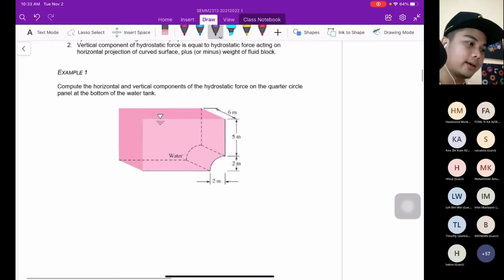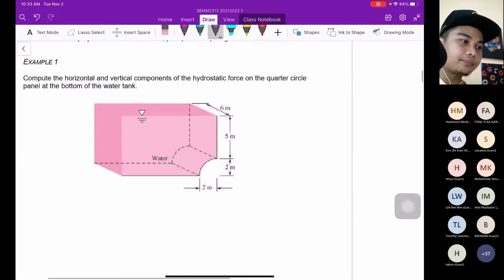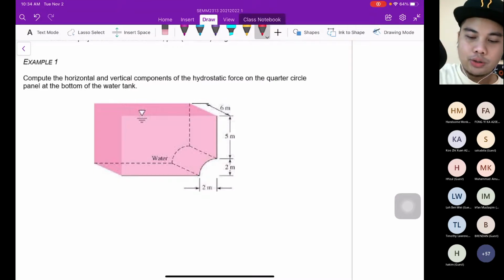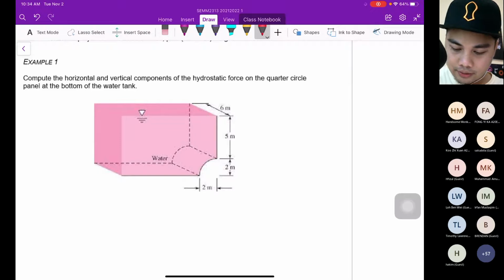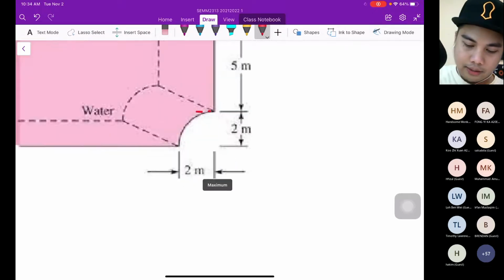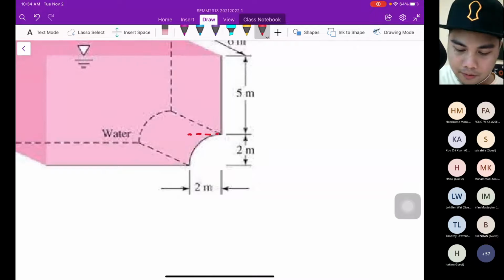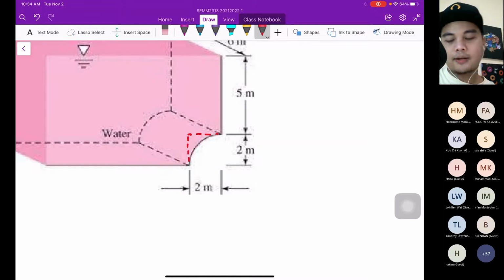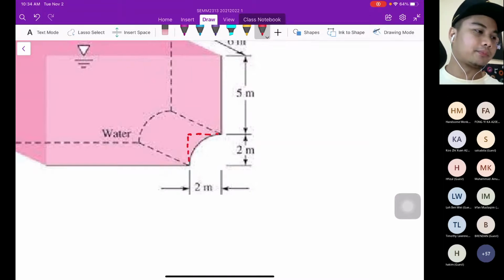Okay, the first part, I try to figure it out. Remember that we must have the projection, right? Projection in x and y direction when we consider this as the curve. So let's draw the projection. Okay, make it big. This is the projection in horizontal and this is the projection in vertical direction.